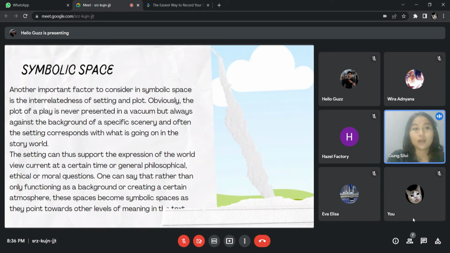And the last one is symbolic space. An important factor to consider in symbolic space is the interrelatedness of setting and plot. Obviously, the plot of a play is never presented in a vacuum but always against the background of a specific scenery, and often the setting corresponds with what is going on in the story world.